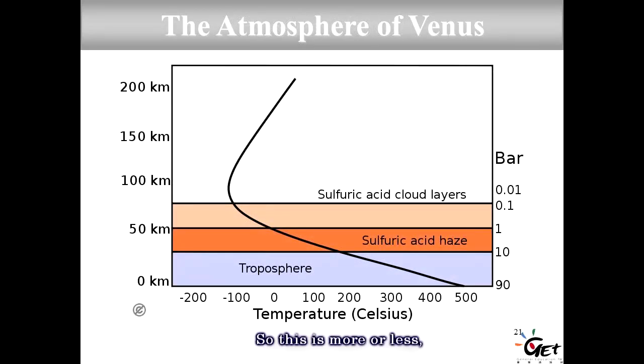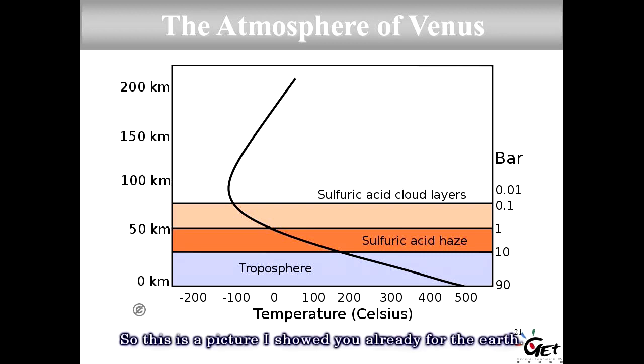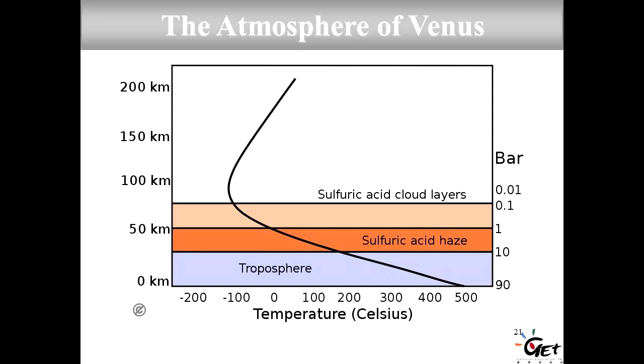So this is more or less the structure of the atmosphere of Venus. So this is a picture I showed you already for the Earth. So this is the temperature and the altitude. And if you remember from Earth, we have several layers due to the composition of the atmosphere with a slight variation of temperature. So you remember there are different layers corresponding to the stratosphere, troposphere, etc. But on Venus, as you can see, you have fewer layers due to the very, very high temperature of the planet on the surface. And you end up with typically two different layers.